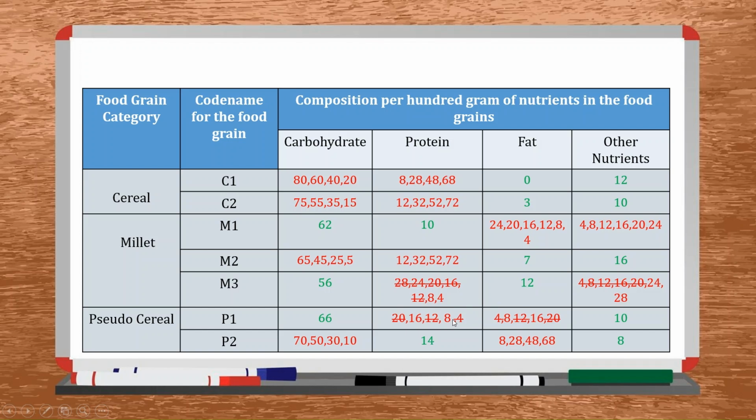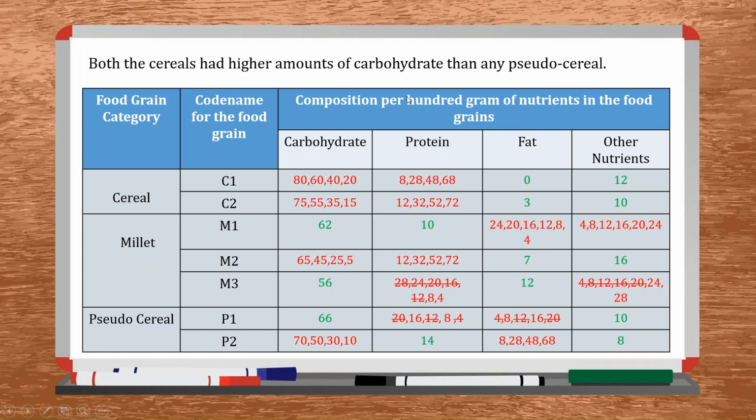So we now have the refined possible values of protein, other nutrients, and fats in M3 and P1 respectively. Now let's look at the other information that we have. Both the cereals, that is C1 and C2, have more carbohydrate than any other pseudo cereal. So for pseudo cereals P1 and P2, P1 has the carbohydrate content of 66 and for P2 we have some possible values. So let's go with P1 first.